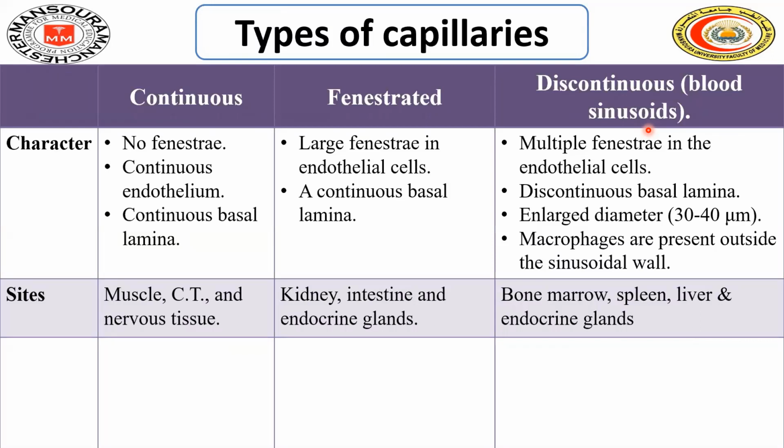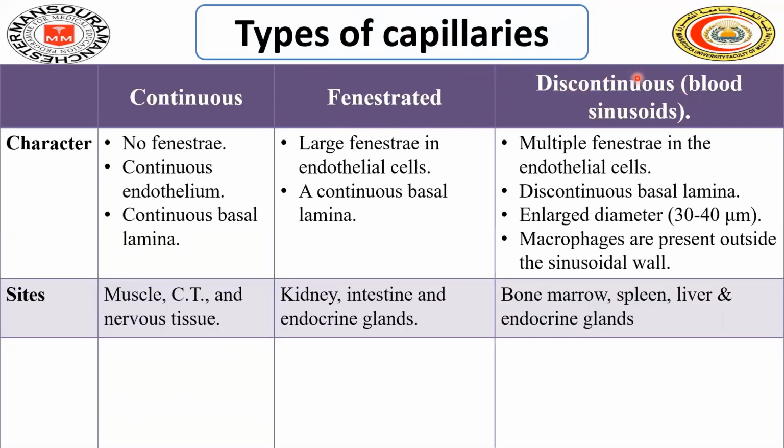Again, you will classify the capillaries into three groups, depending on the presence or absence of fenestrations, holes, in the wall. The first type, from its name, is called continuous. Mostly it is called continuous due to the absence of holes. There are no holes at all in this type. The second type is called fenestrated. Fenestra means hole, so this type mostly has holes in its wall.